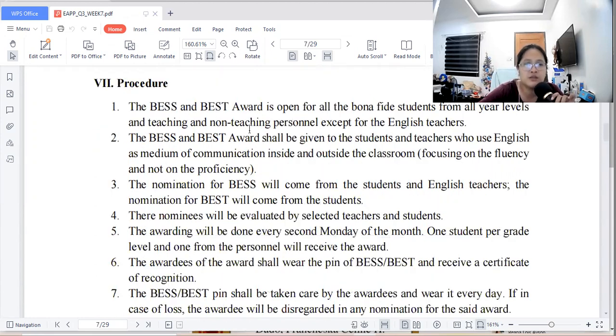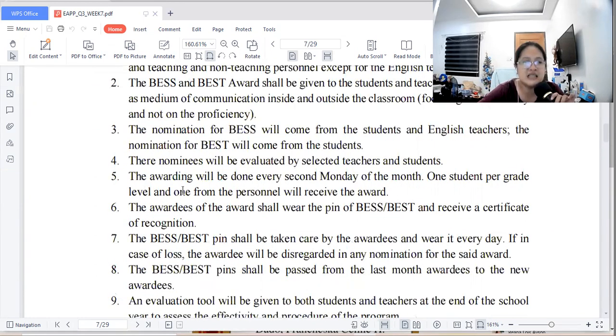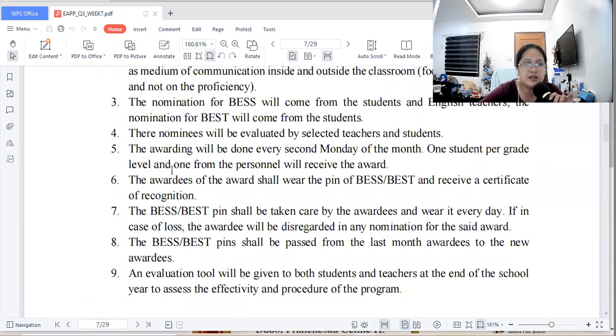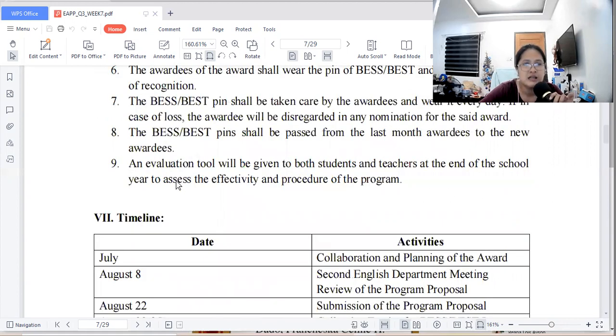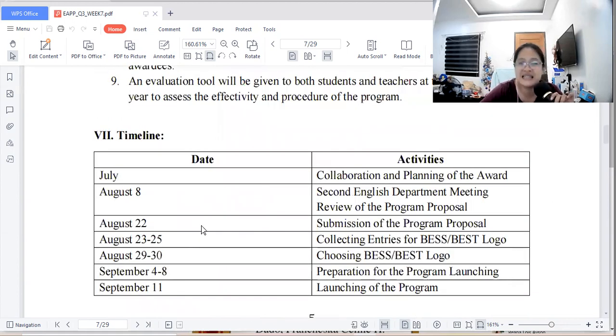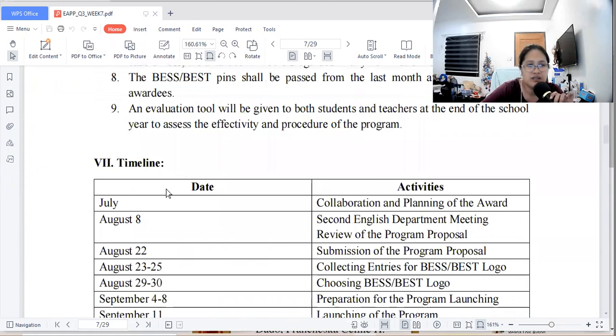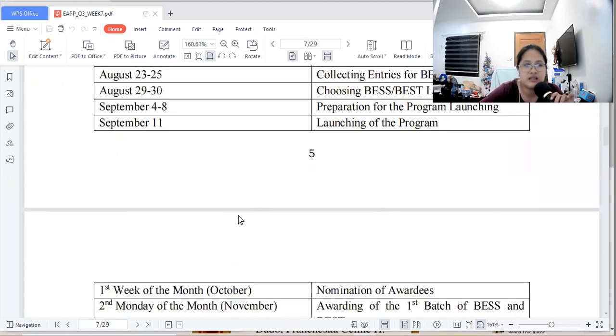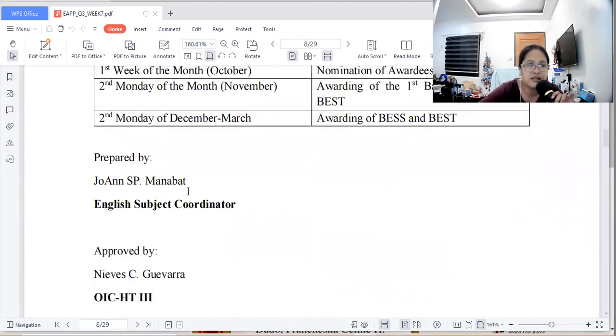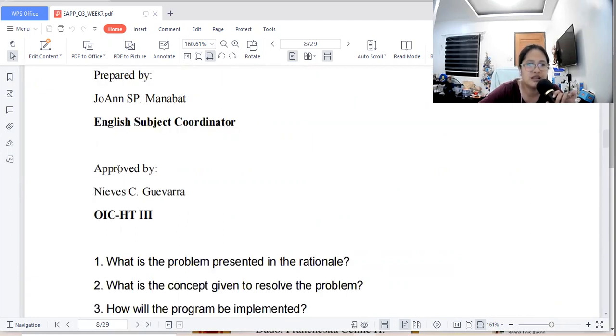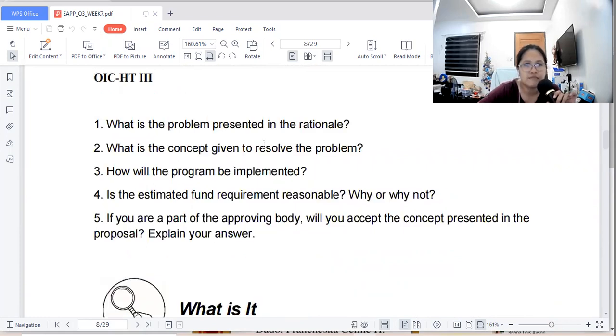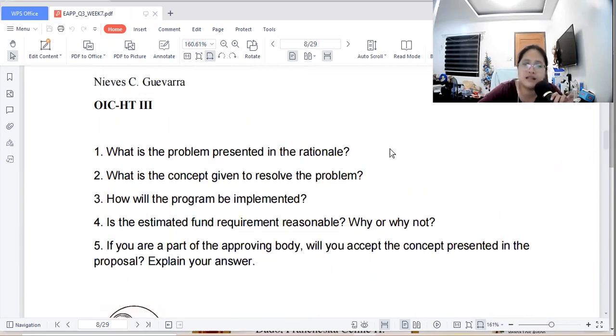How are you going to do it? So, you have to indicate a detailed procedure or step-by-step process. Timeline, yung realistic na timeline. You have the date, you have the activities. Then prepared by the name of the person who prepared it, and then the position, and then approved by the approving authority. So what's the problem presented in the rationale?